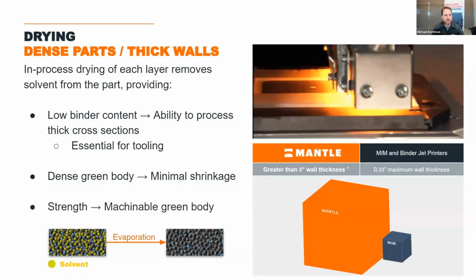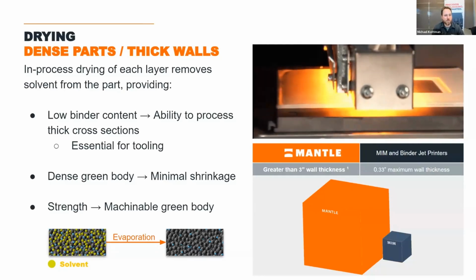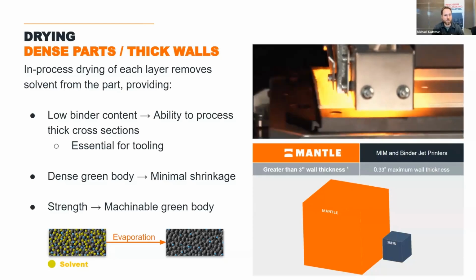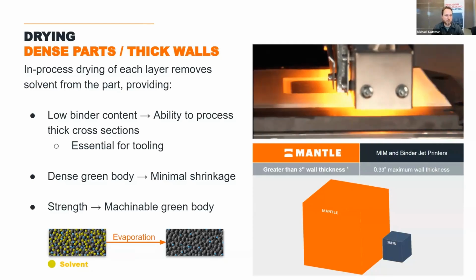Because in those cases, you can't go to thick wall sections because you'll never be able to get the binder out from the inside. So with our process doing this drying step, we are drying the part while it's close to the surface and then depositing the next layer on top of it. And so this incremental drying step, super important.